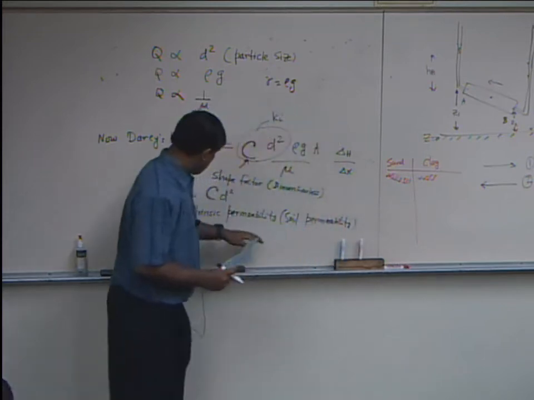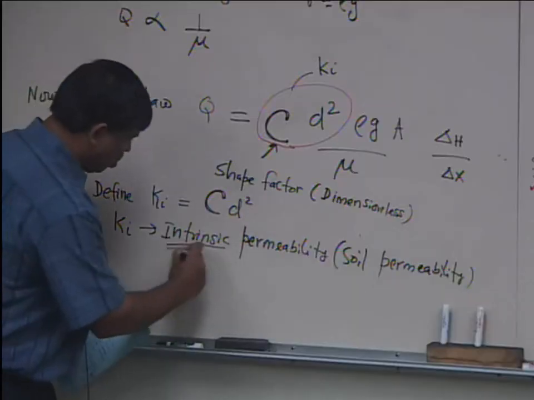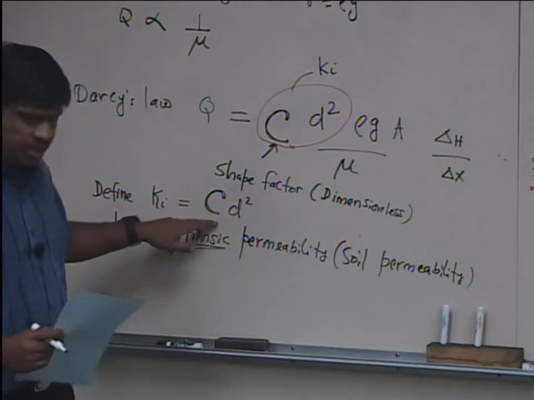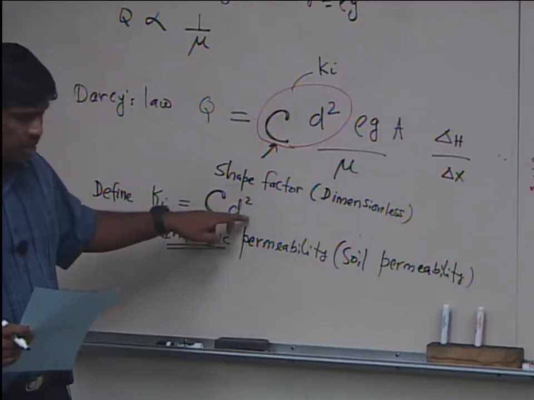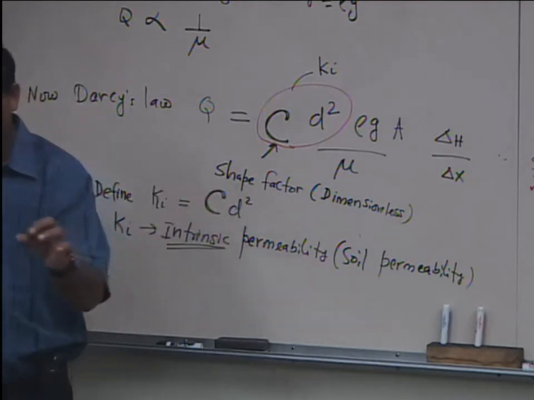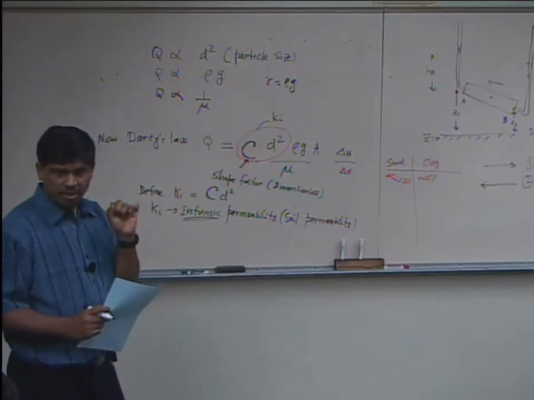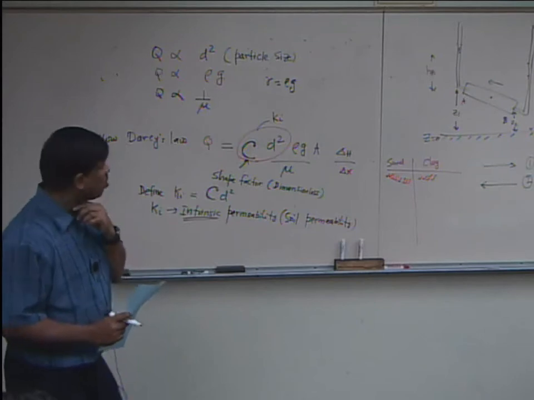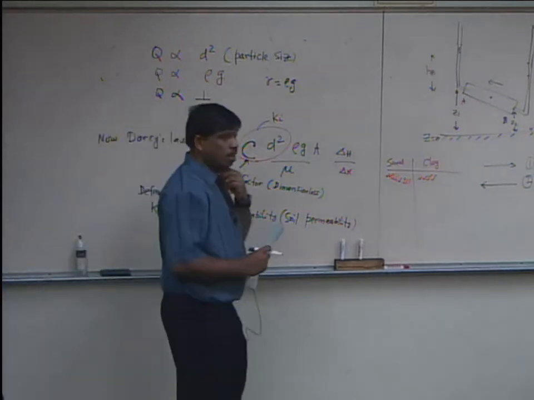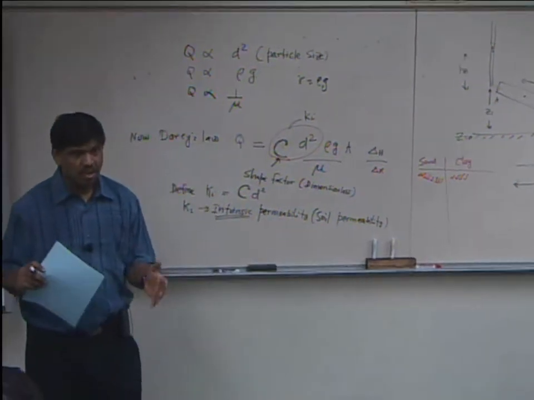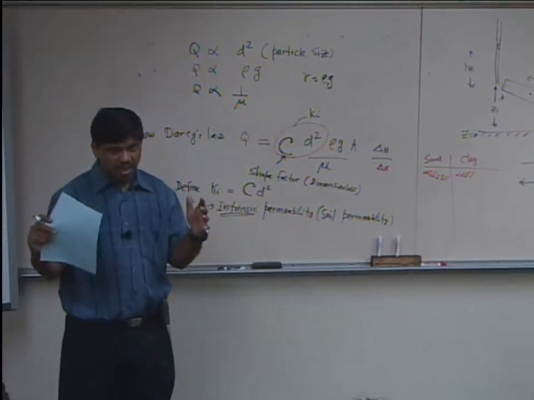It's called intrinsic permeability because it's purely a function of the material property. It's just some constant, some corrective factor, times d squared. Which tells us that intrinsic permeability is purely a function of the diameter of the particle. So now let me go back and remember the very first lecture, where we talked about packing a box with tennis balls and then bigger beads and smaller beads.